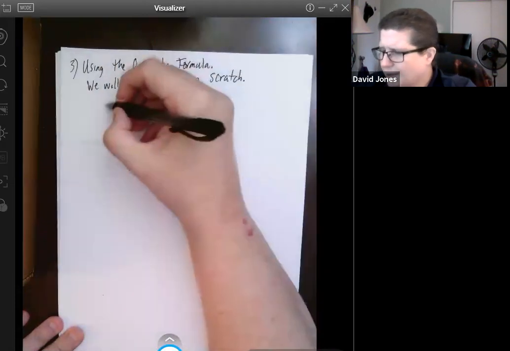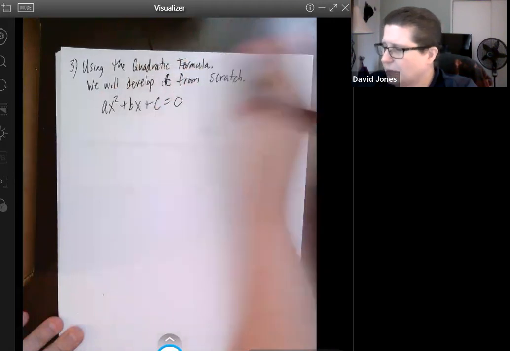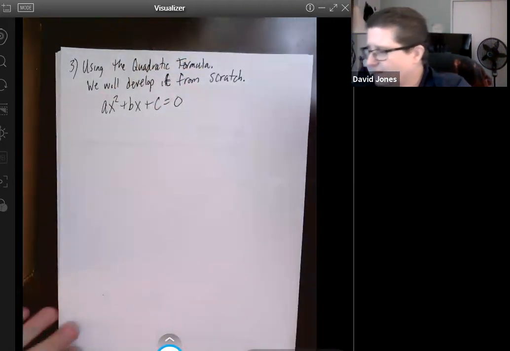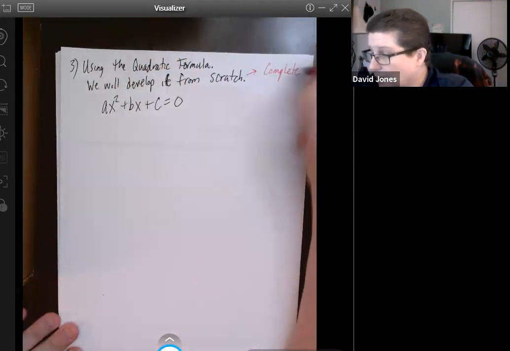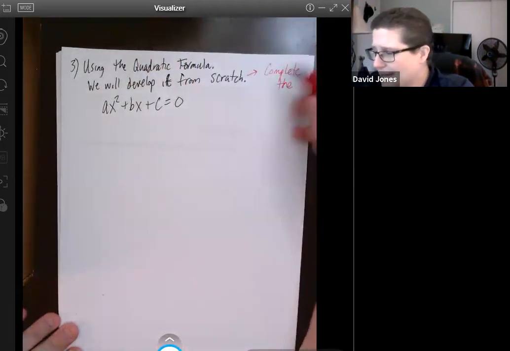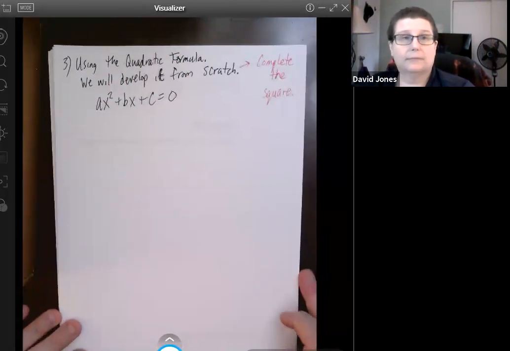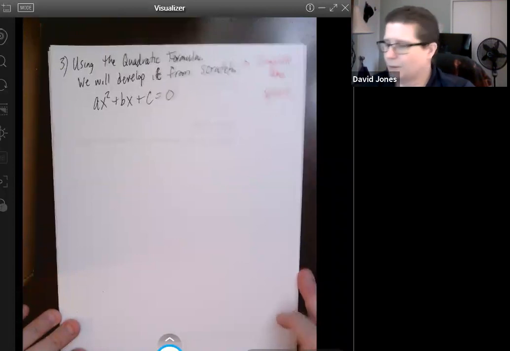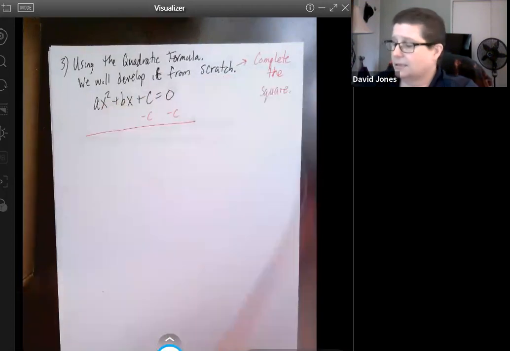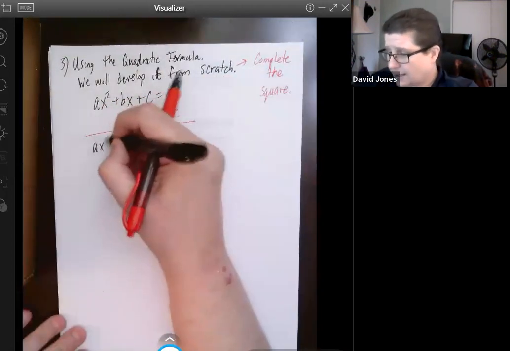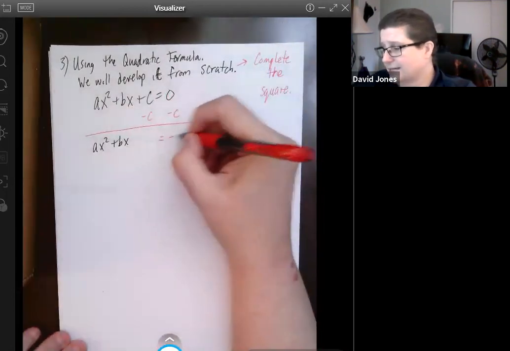We're going to start off with ax squared plus bx plus c equals 0. And to develop the formula from scratch, we're going to complete the square using a, b, and c. Okay? So what did we do when we completed the square? We subtracted c from both sides. I get ax squared plus bx equals negative c.